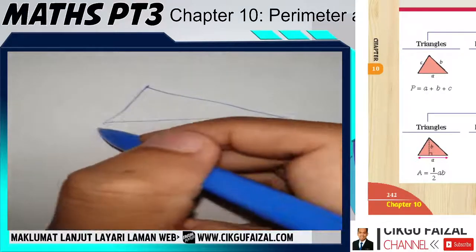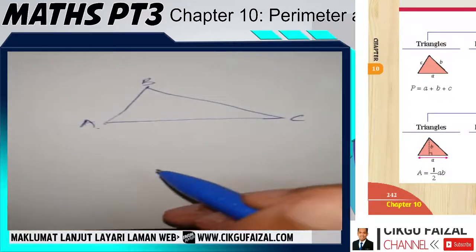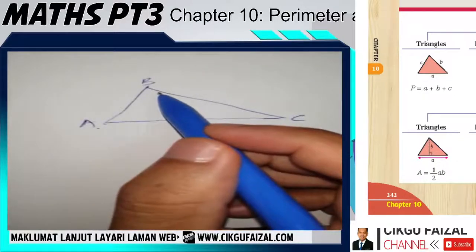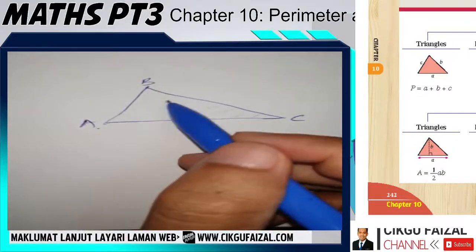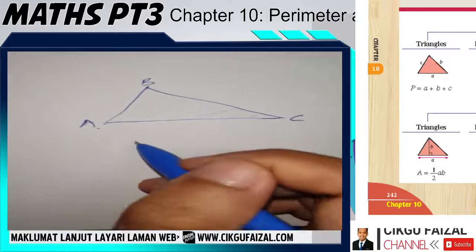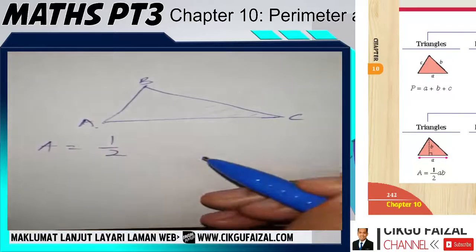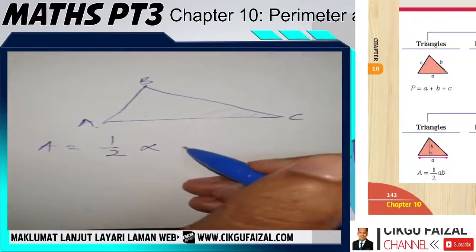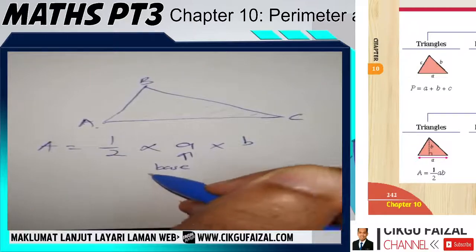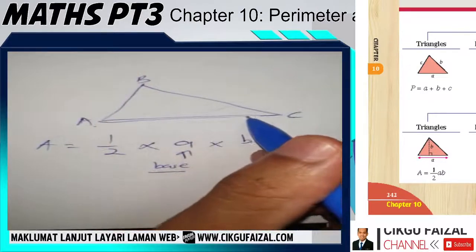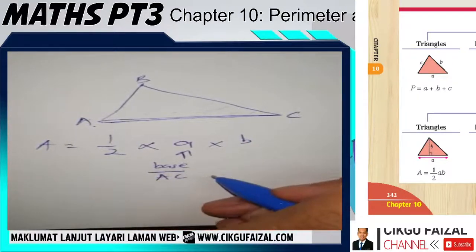We have, let's say, A, B, C, representing the angle for the triangle. Then we need to calculate the area. The area means all this area inside the triangle. So the formula that we know is half, 1/2. Area equal to half times A times B. What is A? A is the base. What is the base? Base is over here, A and C. Okay, A and C we call it as a base. Dalam bahasa Melayunya tapak.